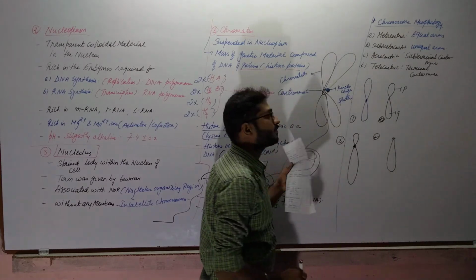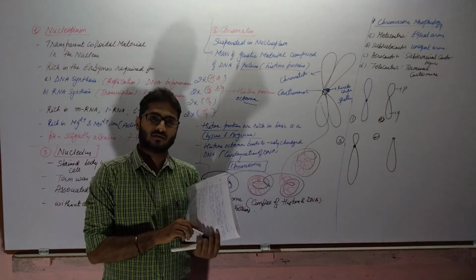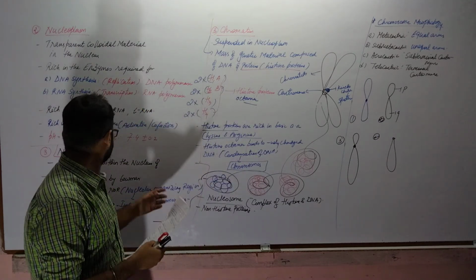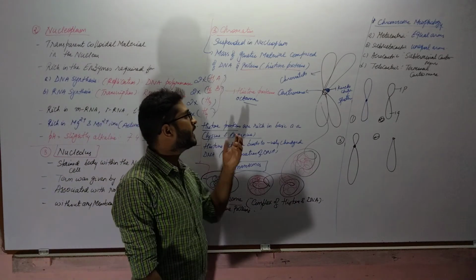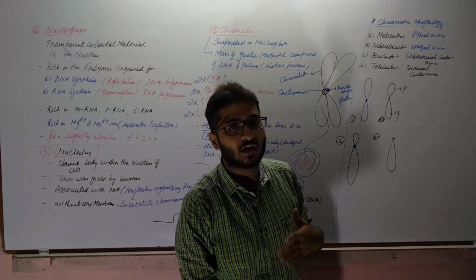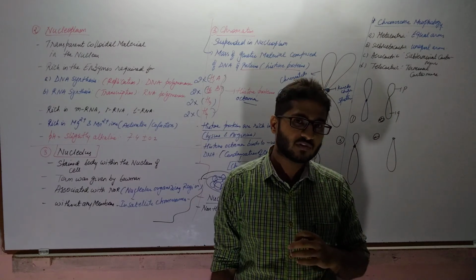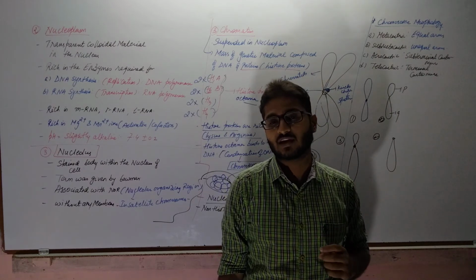Right? So with this we complete the structure of the nucleus, nucleoplasm, chromatin, nucleolus, nucleosome, and the chromosome morphology. So this chapter, that is chapter number 8, is over, and in the next session we will start with the cell cycle and cell division.